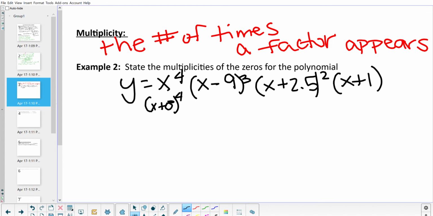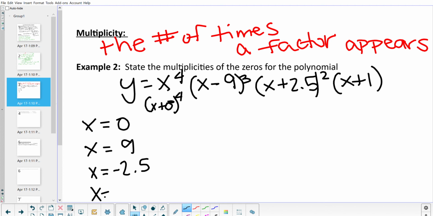Okay, so the multiplicities of the zeros. Well, let's just start with what are the zeros? Well, the zeros would be 0, 9, negative 2.5, and negative 1, right? So x equals 0, x equals 9, x equals negative 2.5, and x equals negative 1. That's from the zero product property.